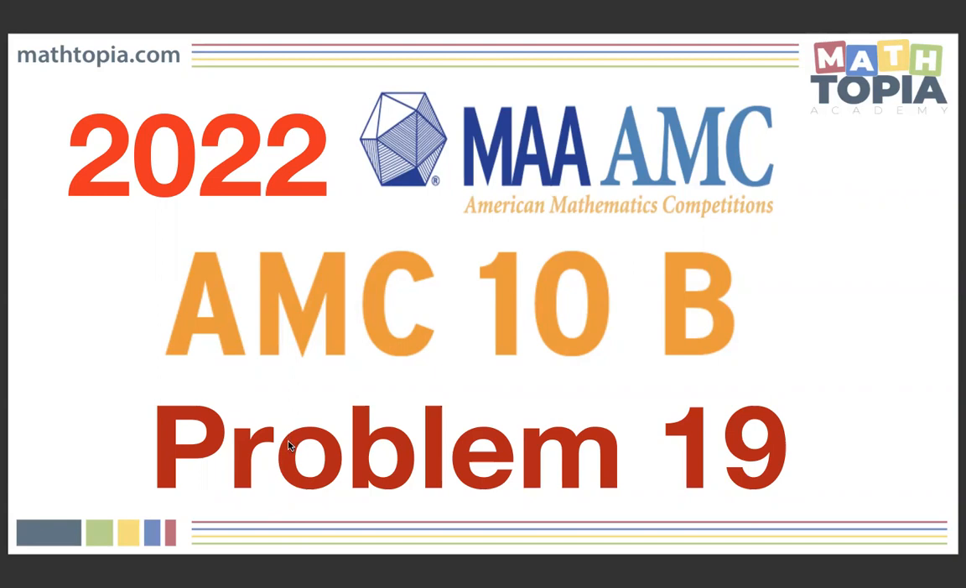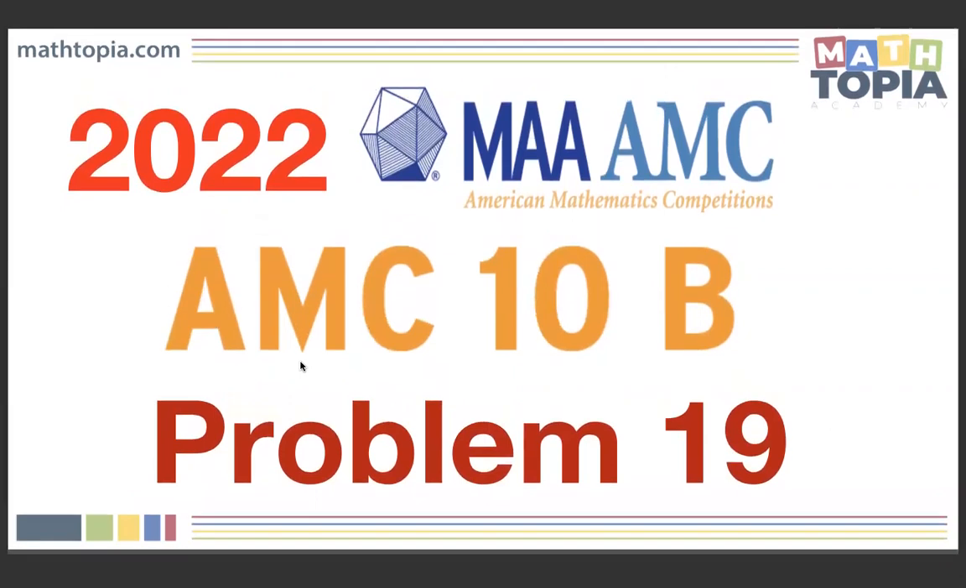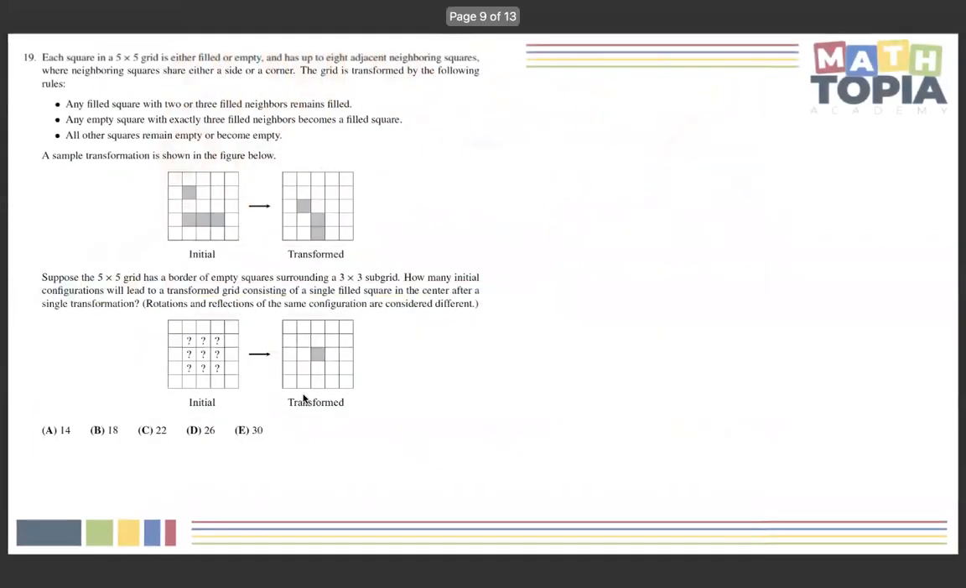This is the 2022 AMC 10B, problem number 19. Each square in a 5x5 grid is either filled or empty and has up to 8 adjacent neighboring squares, where neighboring squares share either a side or a corner.